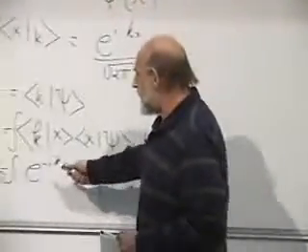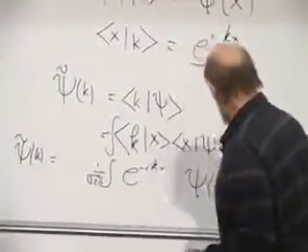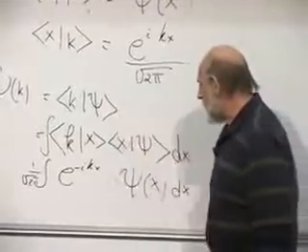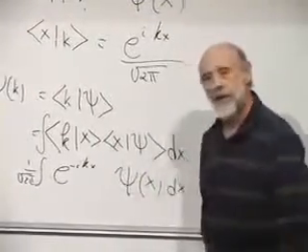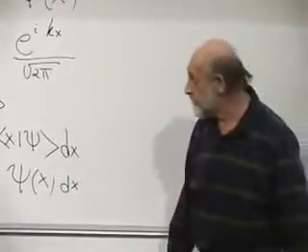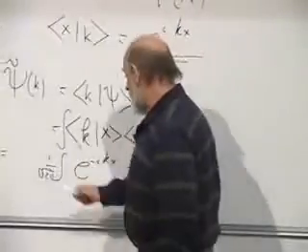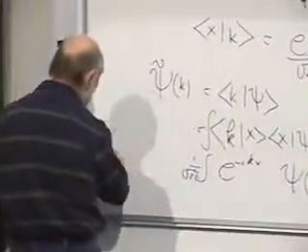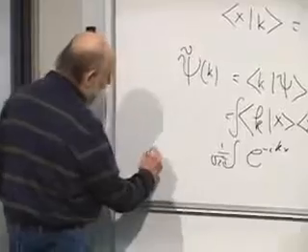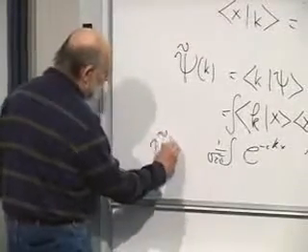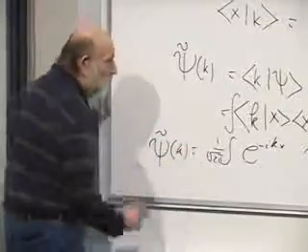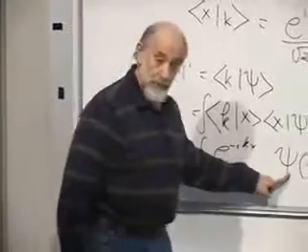This operation has a name. Taking psi of x and multiplying it by e to the minus i kx and integrating dx is called the Fourier transform. So the momentum space wave function, psi twiddle of k, is the Fourier transform of the position space wave function.